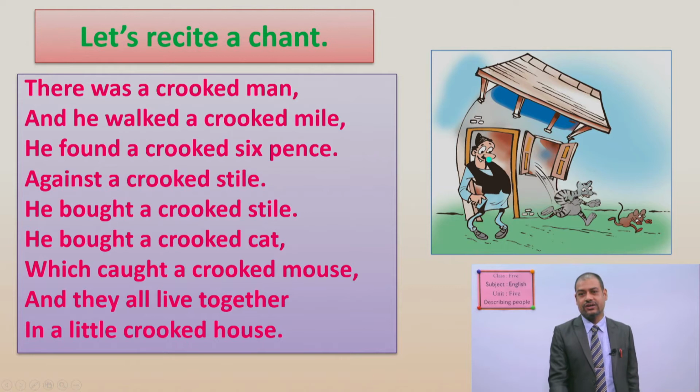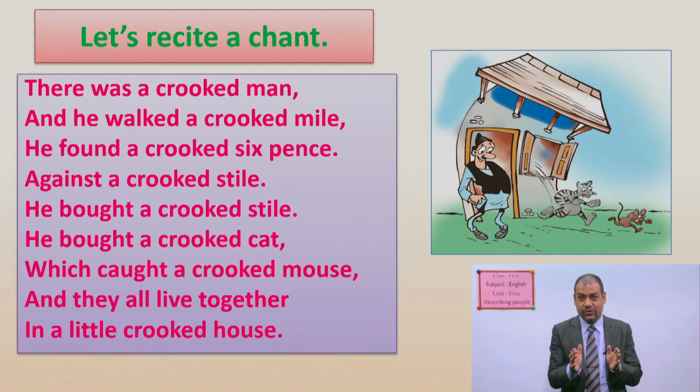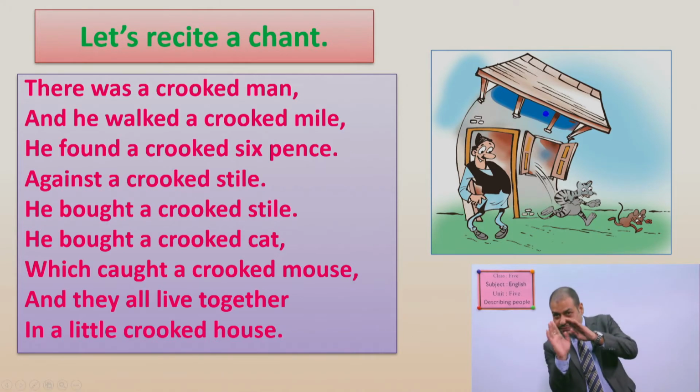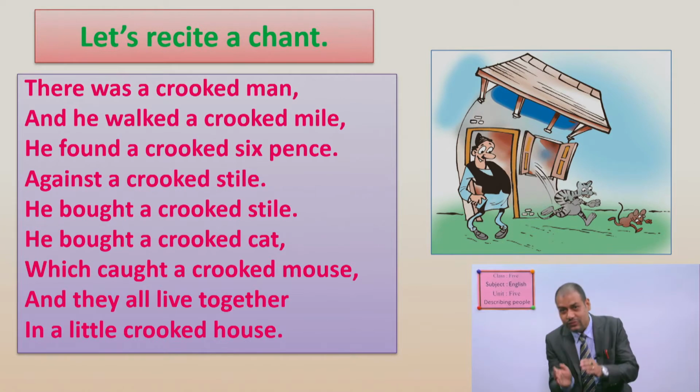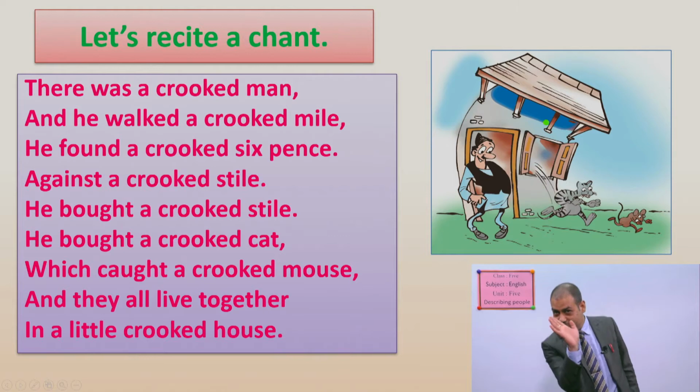Look at this picture. Is this house straight? See, it is not straight. Our house is very straight, no? We should have a straight house. So here, you don't find the house is straight. The house is bending. Now, the meaning of crooked is not straight, bending.